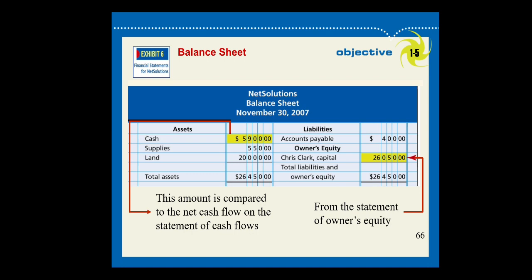In the balance sheet, you have to list all the assets owned by the business in the left side of the balance sheet, and also at the same time you have to list all the liabilities and owner's equity in the right side of the balance sheet. You can see here, in this sample balance sheet, there are assets in the left side. The assets are cash, supplies, land. Total of the assets is 26,450.